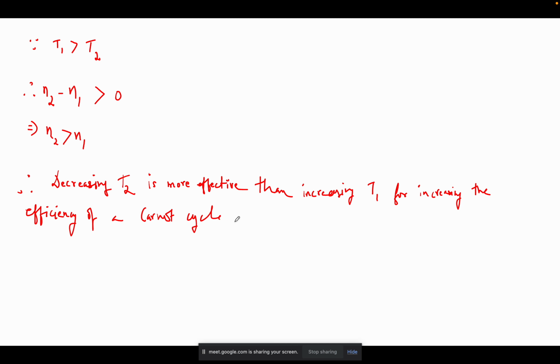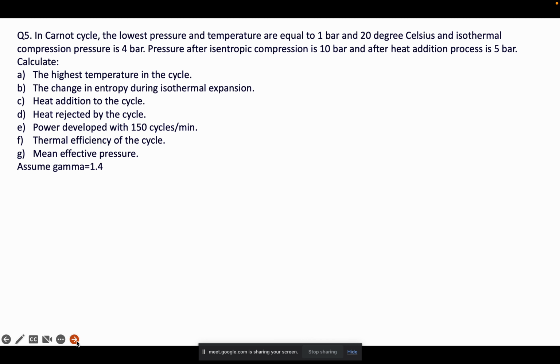cycle. Okay, so what we did, we have calculated the eta, that is the efficiencies for both the cases. We have subtracted and we have got that the second case efficiency was greater than that of the first case. That's why that second case, that is decreasing T2, is more effective than increasing T1 for increasing the efficiency of a Carnot cycle. Okay, now let us go to the next question.